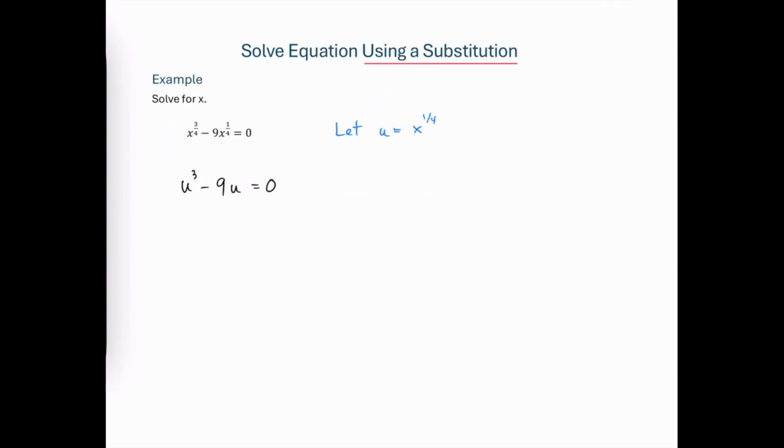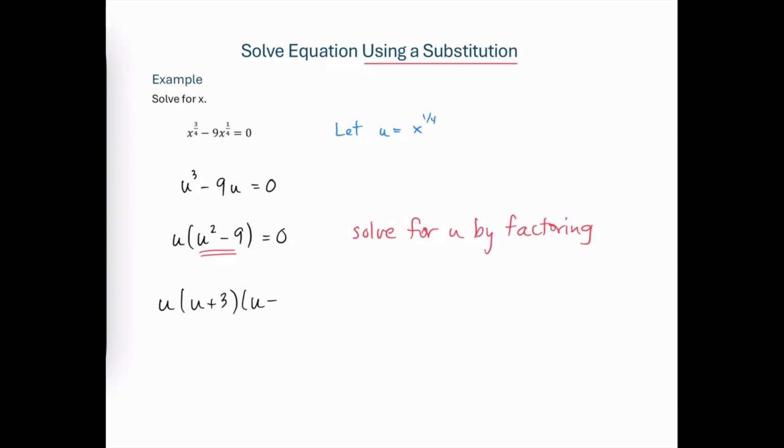Now it's a third-degree polynomial with a common factor of u that can be factored out, and we'll have u squared minus 9 that remains. So we are solving for u by factoring. U squared minus 9 is the difference of squares, and that factors into u plus 3 times u minus 3. And when we set each of these factors equal to 0, we solve each of them individually.